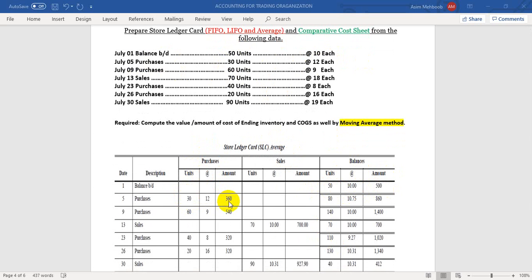30 times 12 is 360. While you were in FIFO and LIFO, you were writing on different lines, different levels, different kinds of inventory. But here in the moving average method, you are not supposed to do that. What you are supposed to do is add with the remaining or unsold items. So you can see the balance is 50 units. Now you purchase how much? 30. So 50 and 30 is 80. I hope you understand. The price of 50 is a total amount of 500, and the price of 30 is 360. So 500 and 360 will be 860. This is the total cost and this is the total units.